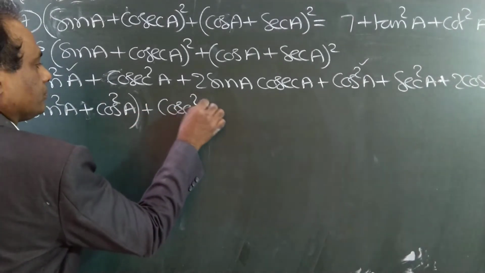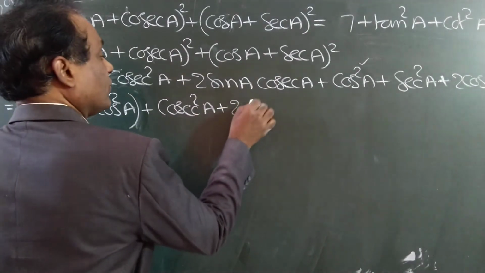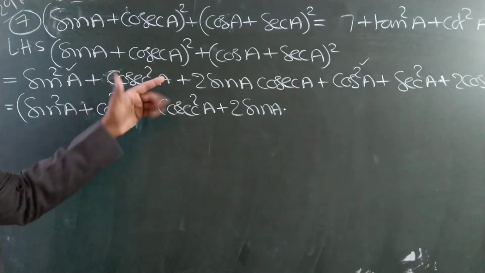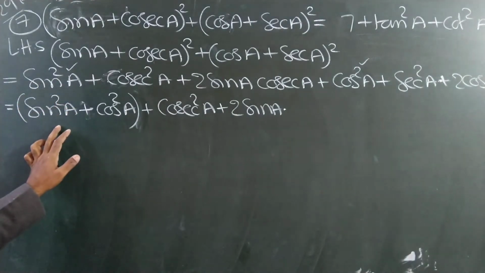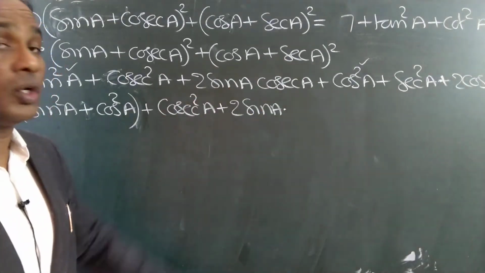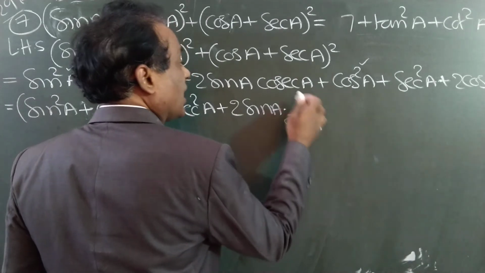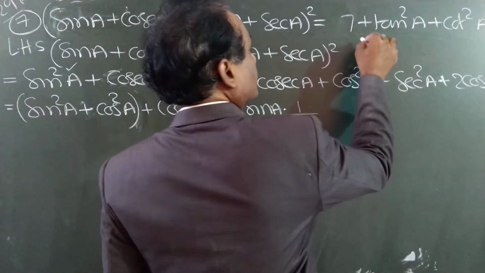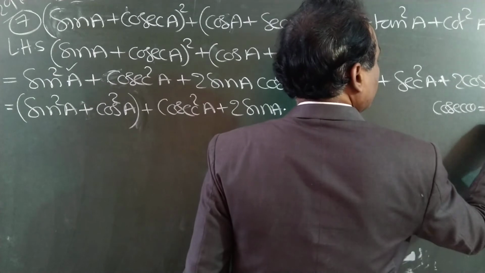Cosecant square, 2 sin A into, see, everything the same. I am not changing anything. Just sine square I wrote the same, cos square I wrote the same, cosecant square I wrote the same. 2 into cosecant: cosecant is equal to 1 by sine formula. See here. Cosecant theta is equal to 1 by sine.